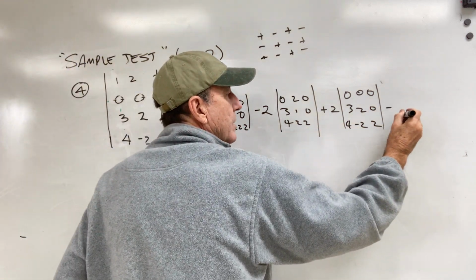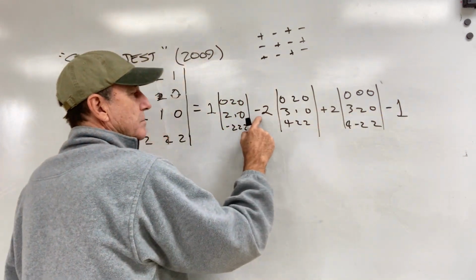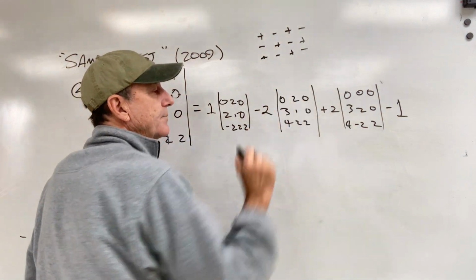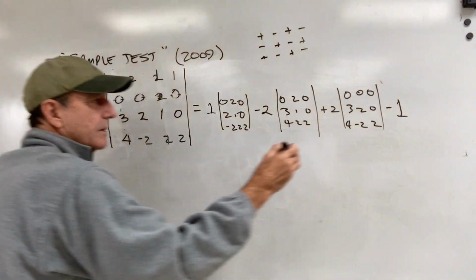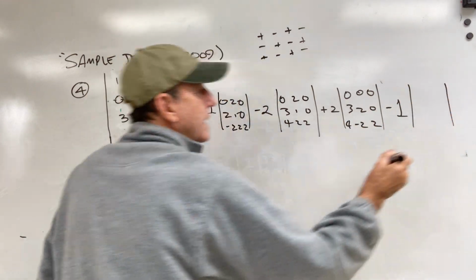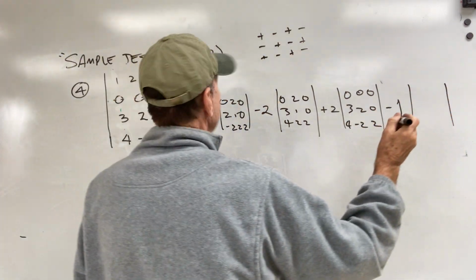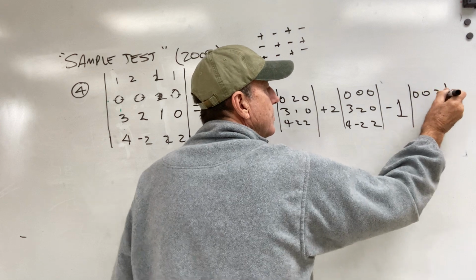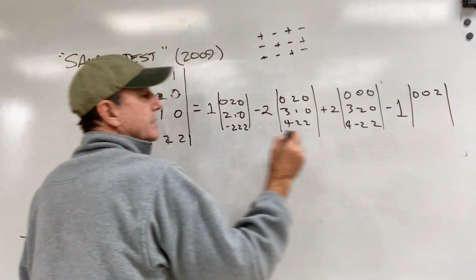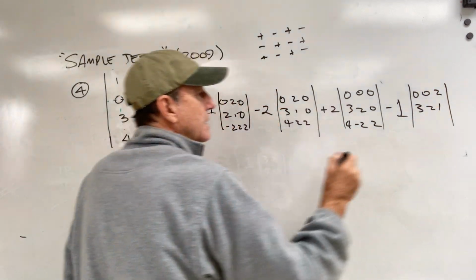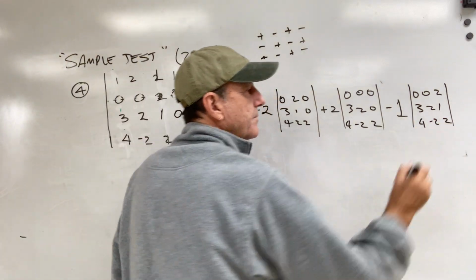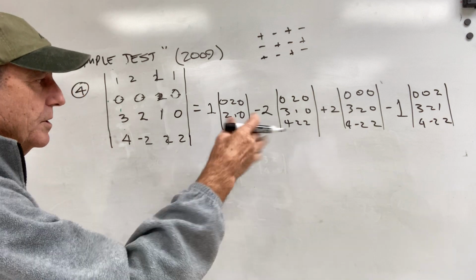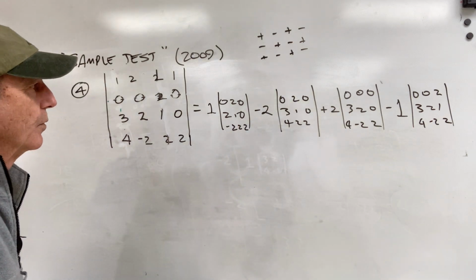That would be a -1. Again, this plus, minus comes from here. And its little minor would be over here in the lower left-hand corner. And that would be a pair of zeros with a 2, 0, 0, 2, 3, 2, 1, and 4, -2, 2. Okay, and if we work all this out, we should get the same answers we got before.